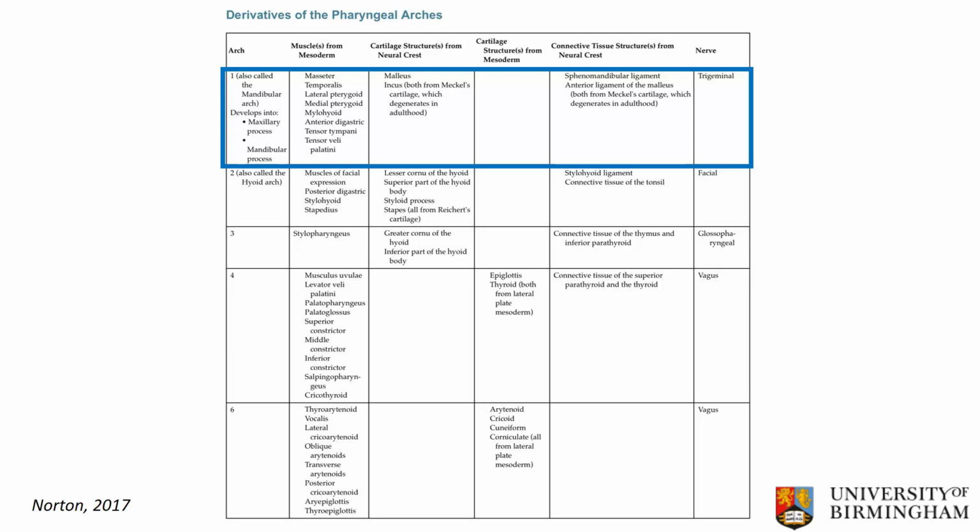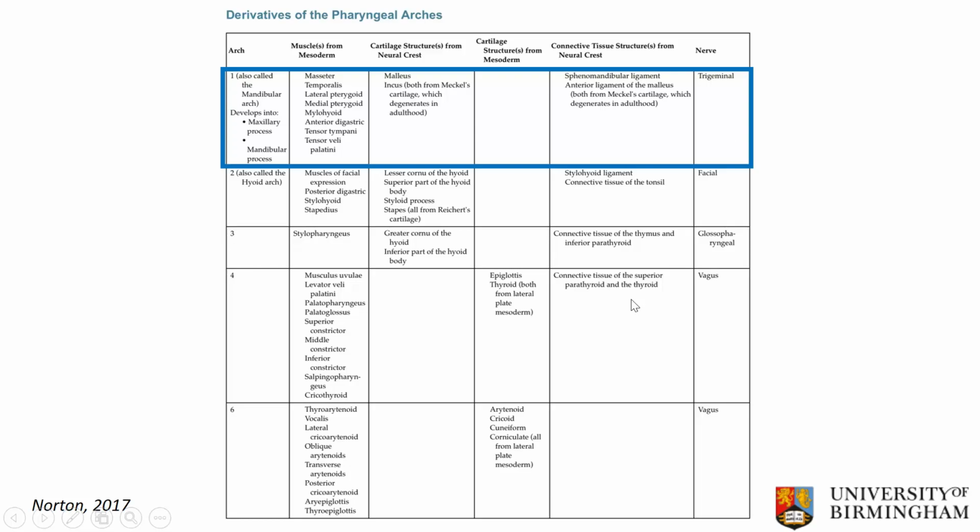And so this is the reason why the muscles of mastication are innervated by the trigeminal nerve. And also why, for example, the anterior belly of the digastric is innervated by the trigeminal, but the posterior belly is innervated by the facial nerve.